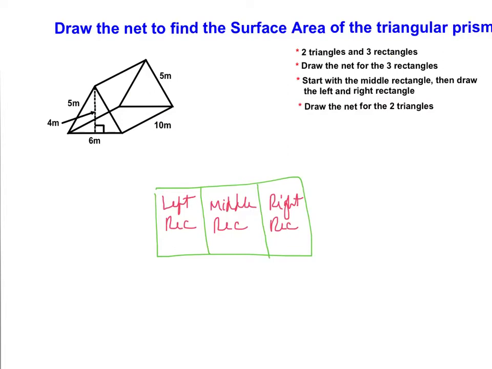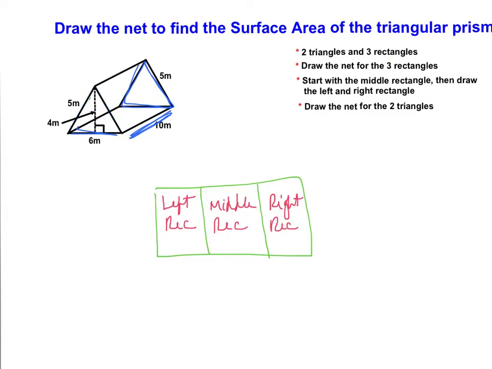Recall, the 2 triangles are congruent and they're parallel. They're opposite each other, which means with this net, if I put one of the triangles here, the other one has to go on this opposite side. If I put it here, it has to go up here. So ask yourself, does the 6 connect the 2 triangles or does the 10? Well, here's one triangle here. Here's the other one. And you can see the 6 connects the 2.